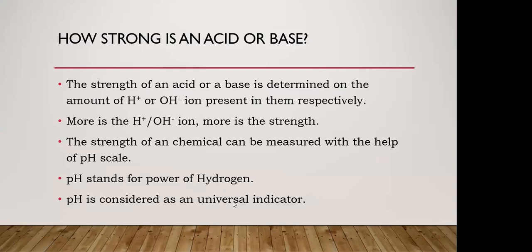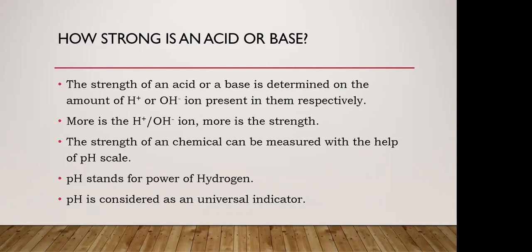Let me tell you, universal indicator means an indicator which is made out of a combination of many indicators, so that it acts on every single acidic or basic substance which comes in contact with it. But for pH, even the neutral substance shows that it is neutral in nature. So many indicators are combined to form the pH indicator.